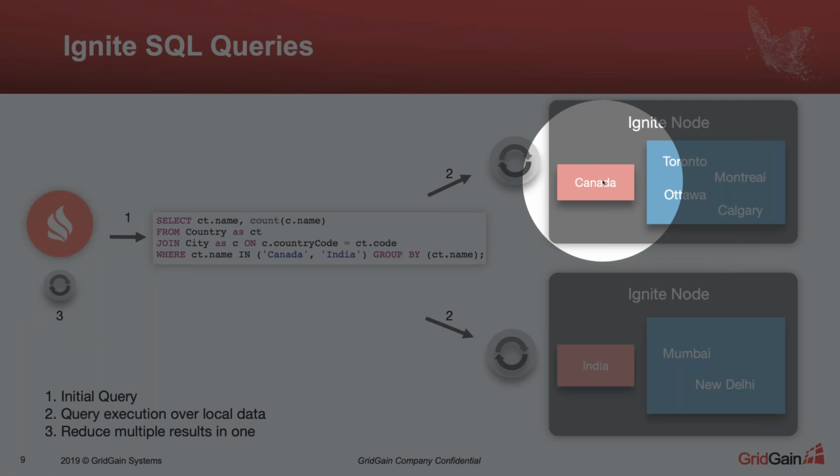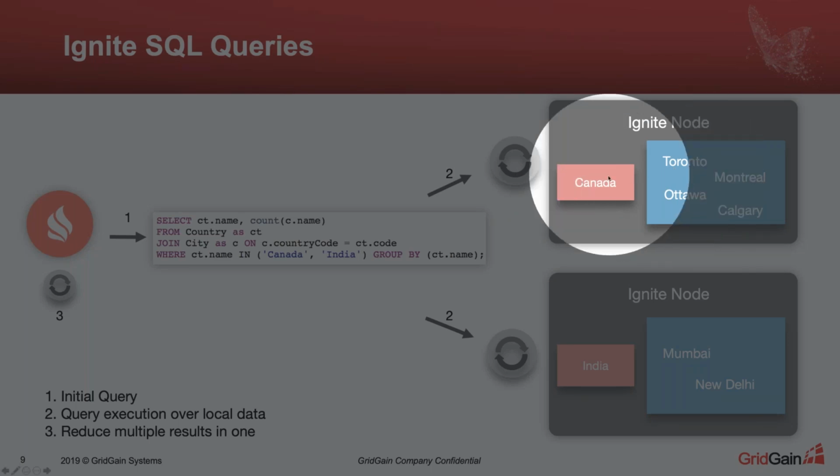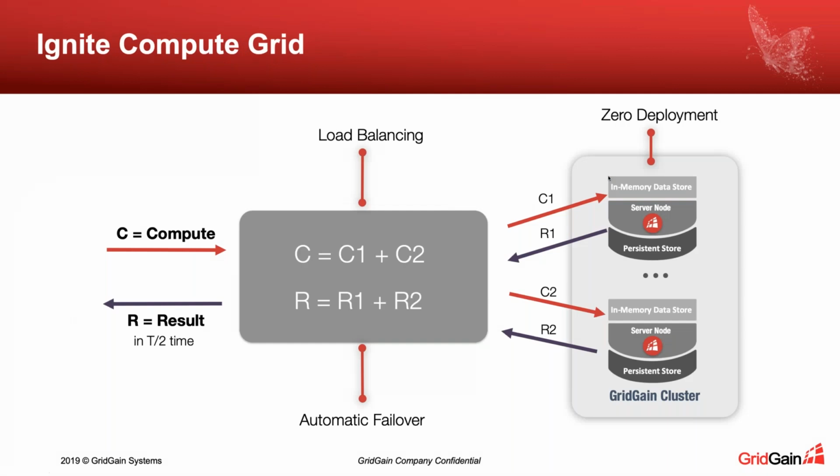Whenever you are creating your cities table, you will add a special key to the create table command, saying that all of the cities that have a specific ID will go to a specific node, for instance. That's how it works. It's pretty simple.